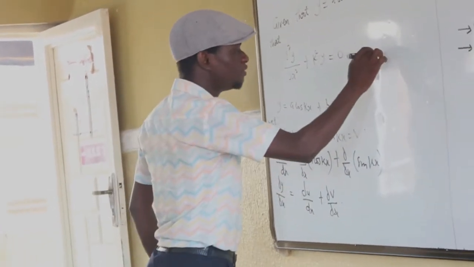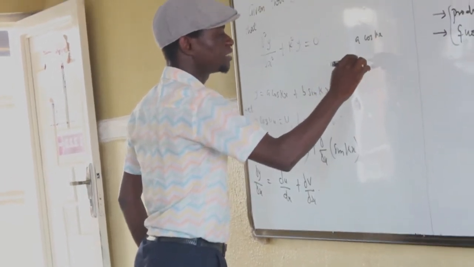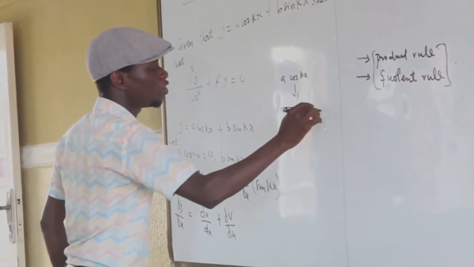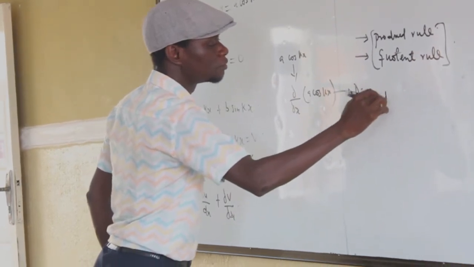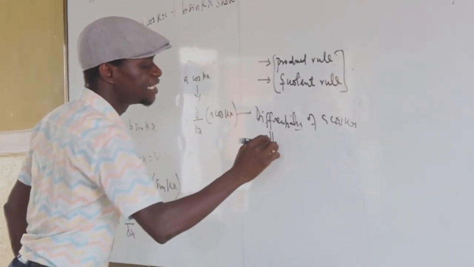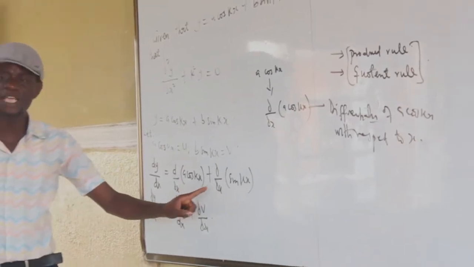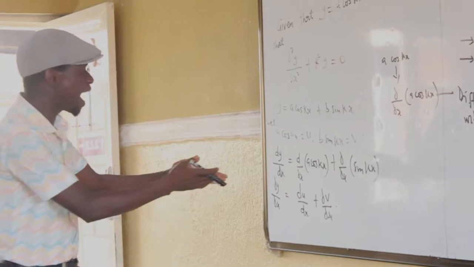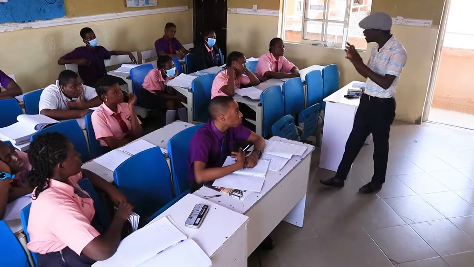If you have a cos kx, you give it d/dx of a cos kx, which means differentiation of a cos kx with respect to x. So if you now come here and say dy, you are already differentiating with respect to y, and what you are going to get is 0 because y is not present in this expression. Are you getting what we are trying to do? You have to take note of that.